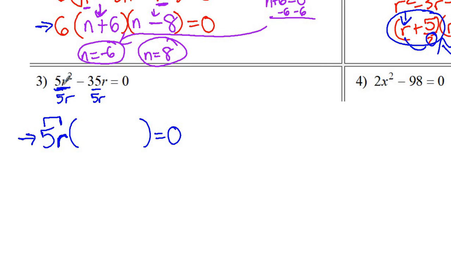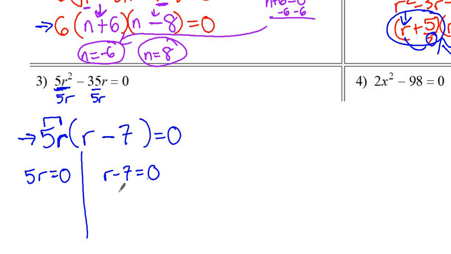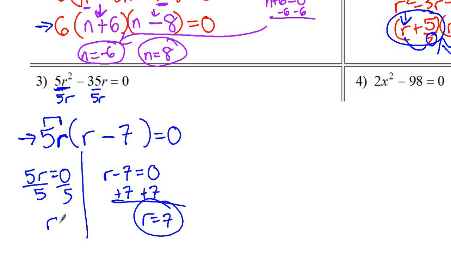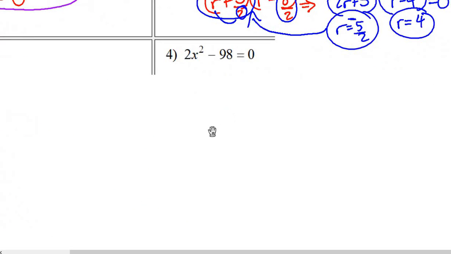Okay, so how do we get what's inside? Well, 5r squared divided by 5r would just be r. 35r divided by 5r is going to be 7. So again, we're going to have 2 solutions. One of them will come from that front part equaling 0, and the other will come from r minus 7 equaling 0. So we add 7 to both sides, we would get r equals 7 as our first answer, and then when we divide by 5, we would get r equals 0 as our second answer. And of course, we could test those by plugging them back in, and we would find out that they do in fact work.